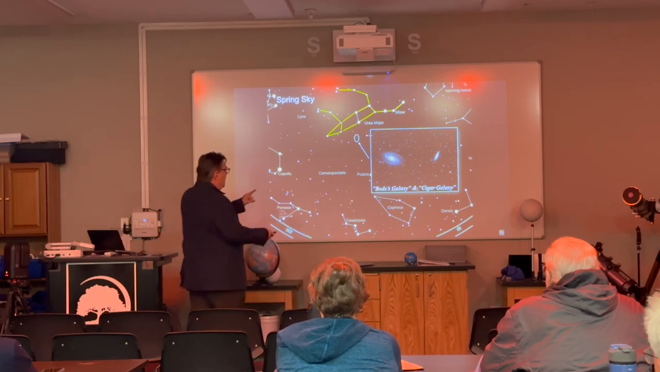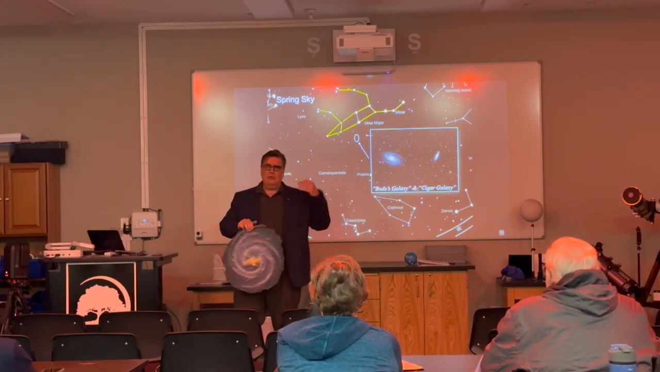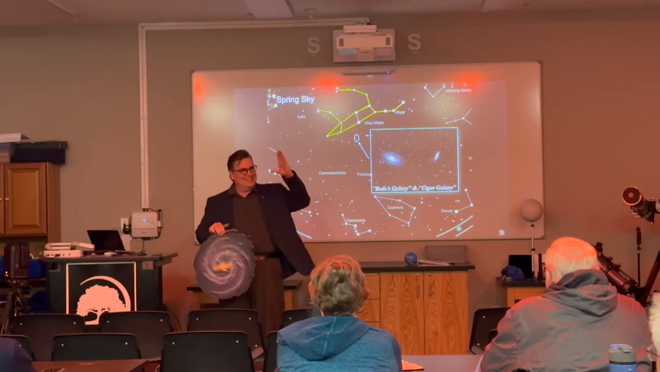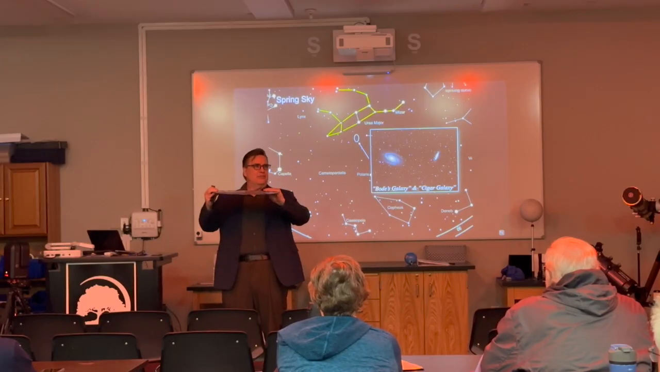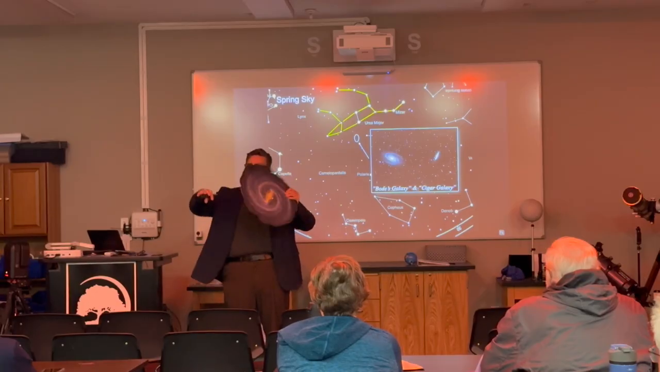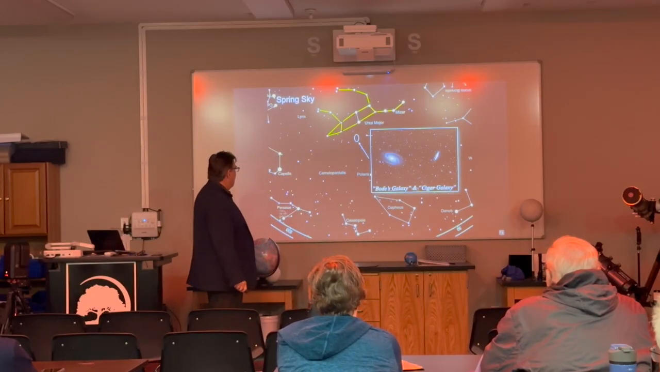What I really like about these two galaxies is that generally you can get them in the same field of view in a telescope, and one is just like this, face on, the other one is edge on. So you kind of get to see both edges of the spectrum, so to speak, on those two galaxies.